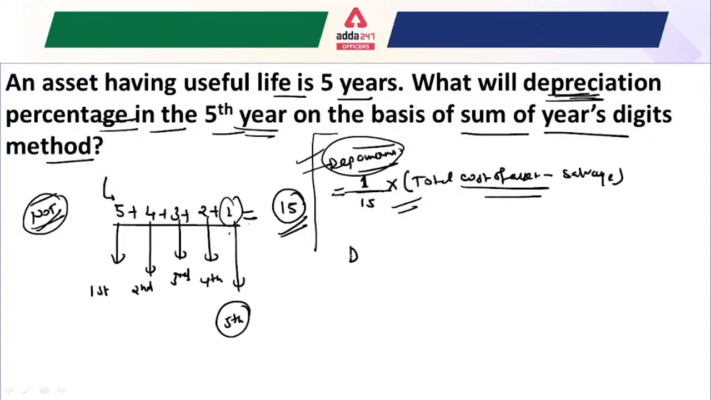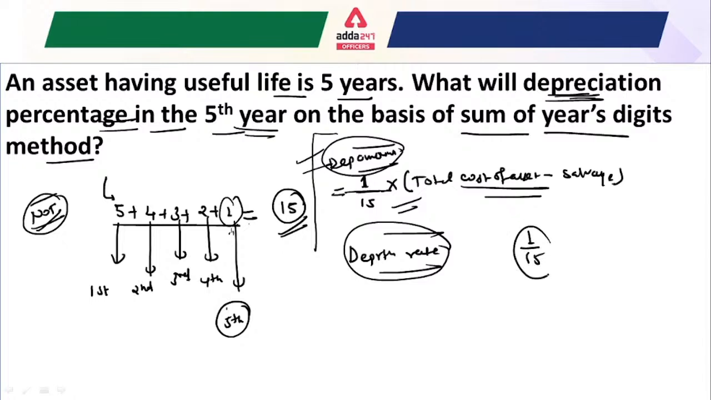Okay, so for the depreciation rate, how do we calculate it? The depreciation rate would be equal to 1 by 15. And for calculating the depreciation rate, just multiply by 100, and the value you calculate is about 6.67%, right?